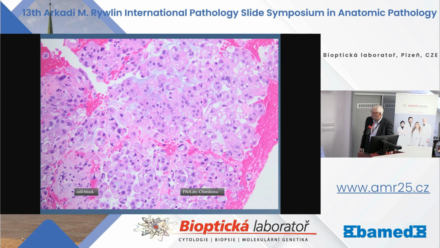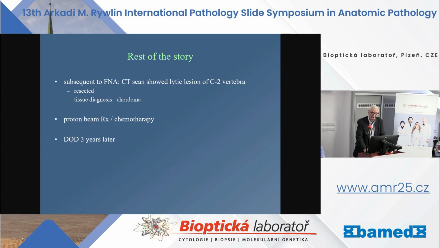We made an FNA diagnosis of chordoma based not only on the cytomorphology, smear morphology, the cell block morphology, and the immunohistochemical staining, which I will show you in just a minute. Here's the rest of the story. After we did the FNA and told them it was a diagnosis of chordoma, they did a CT scan of the neck. That showed a lytic lesion of C2. That was resected, tissue diagnosis of chordoma made. Patient got proton beam therapy, and chemotherapy, and it didn't help him. He died of disease 3 years later.